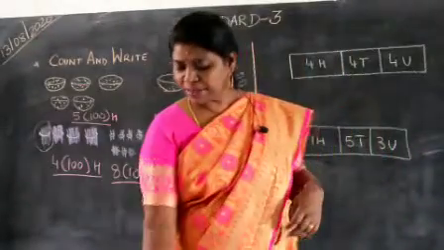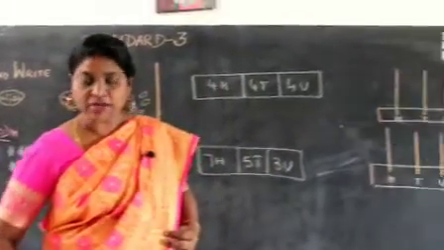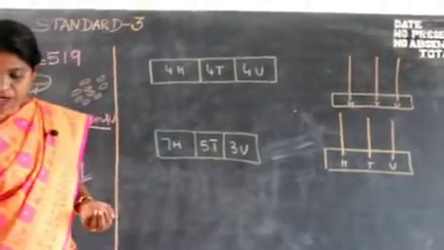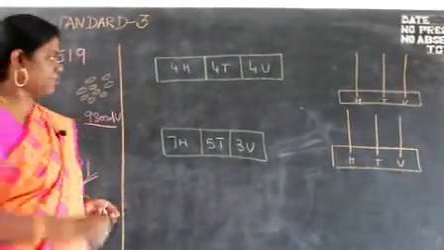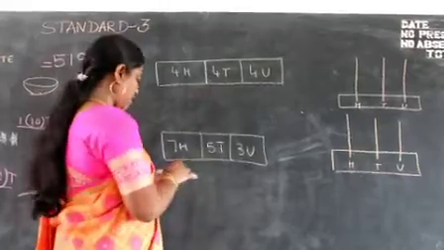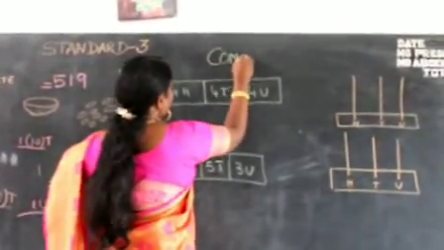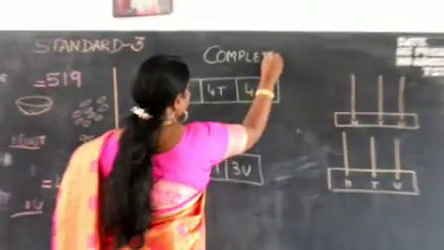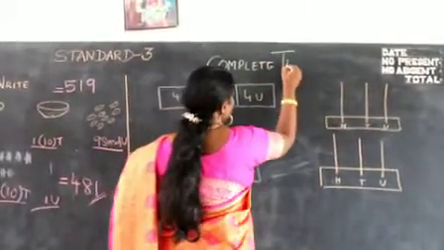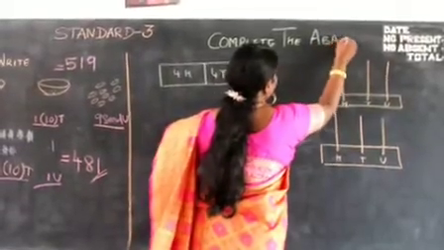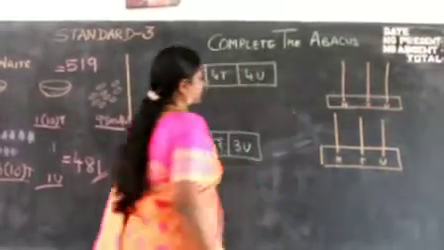We'll move on to the place value chart. You have to learn how you're going to write the place value chart. So you have to observe and complete the abacus. We have to complete the abacus. How are we going to complete the abacus? Okay, we're going to complete this abacus now.